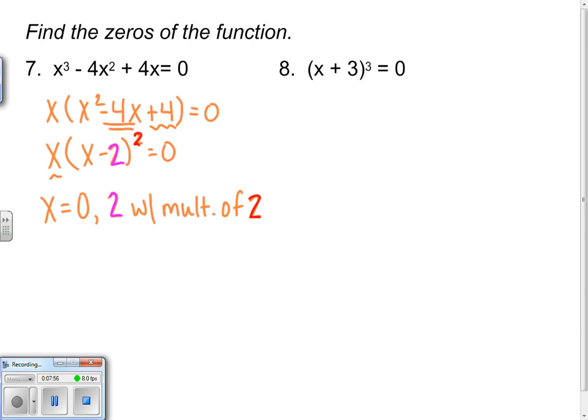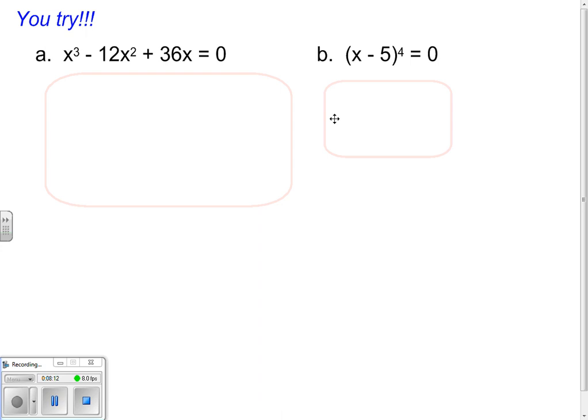Number 8, that x plus 3 cubed gives me a root of negative 3 because it's opposite inside. But that little 3 in the air tells me I have a multiplicity of 3. Pause the video to do the U-try.